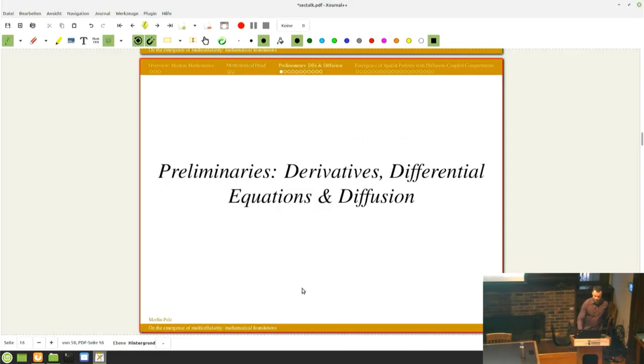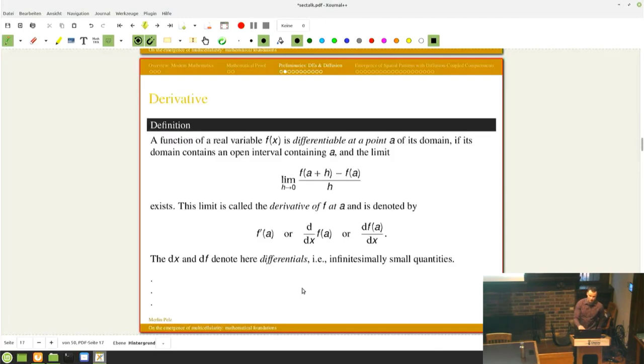Okay. Now let's go to the preliminaries to my research, and for this, at first let's talk about derivatives and then second derivatives, if you've not already seen what this is.